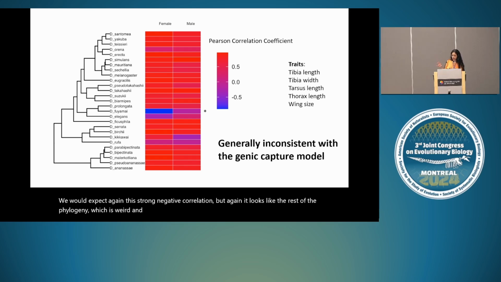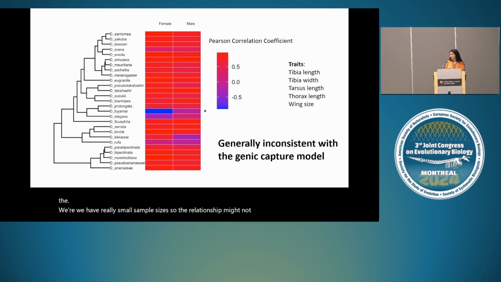And then another weird point that I want to warn you is probably not that weird, is you're seeing this really strong negative correlation in Fuyamai, but this species just didn't really react well under our low conditions, so we have very small sample sizes. And so the relationship might not be as true to what you're seeing. But generally, our results are not very consistent with what we would expect under the gene capture model.